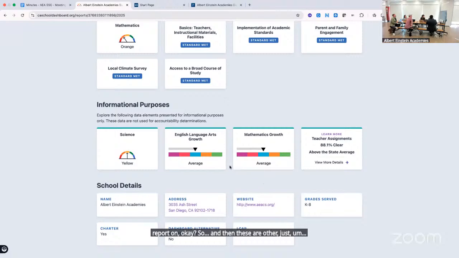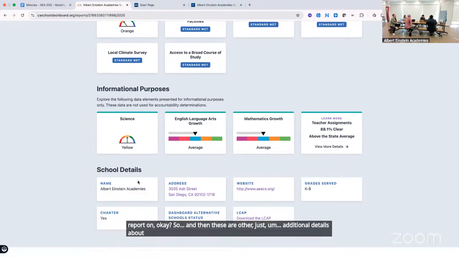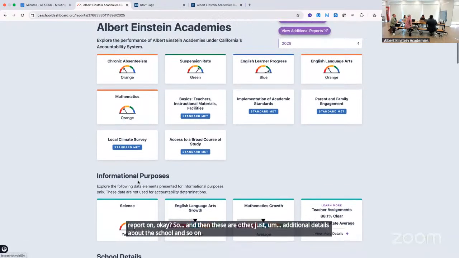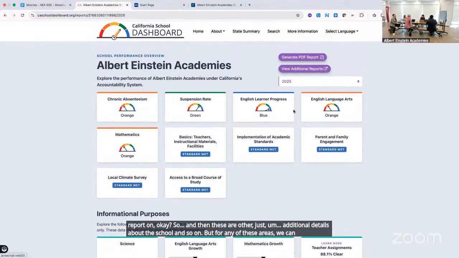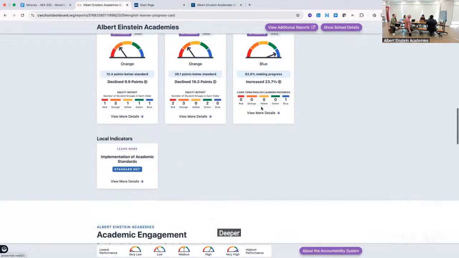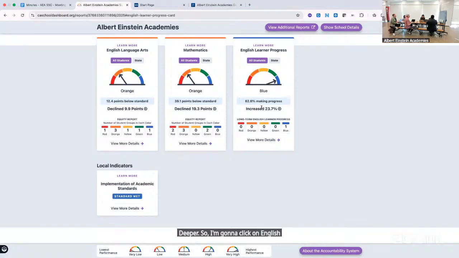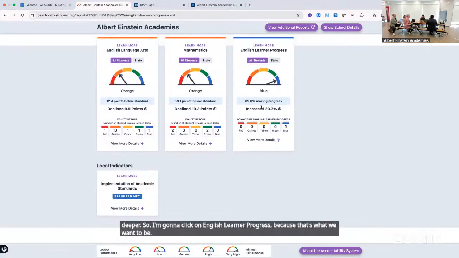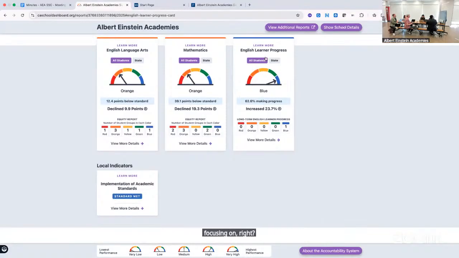And then these are just additional details about the school and so on. But for any of these areas, we can dive deeper. So I'm going to click on English Learner Progress because that's what we want to be focusing on. Now we've got a little bit more data. This is all students, and this is how we compare to the state. That's the only important measure.